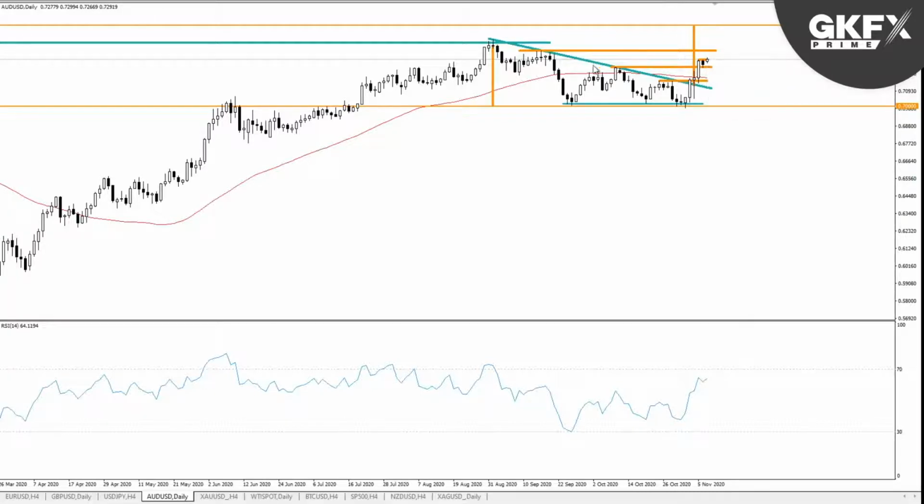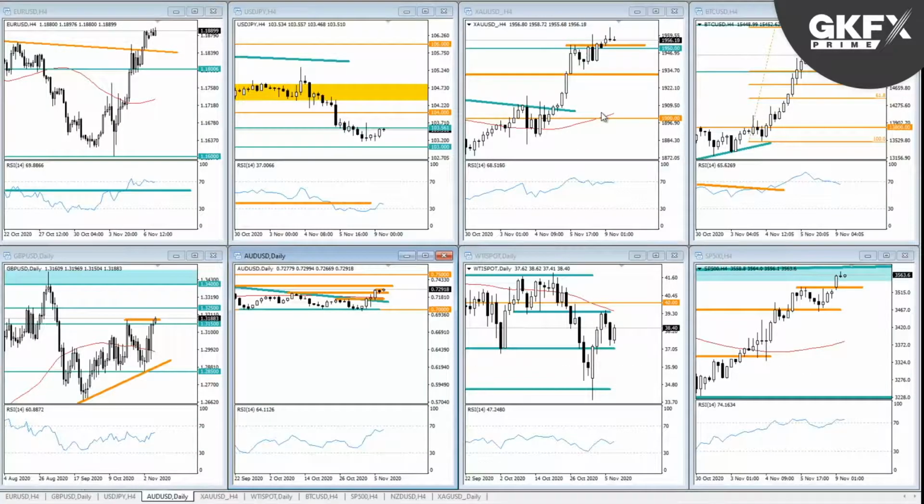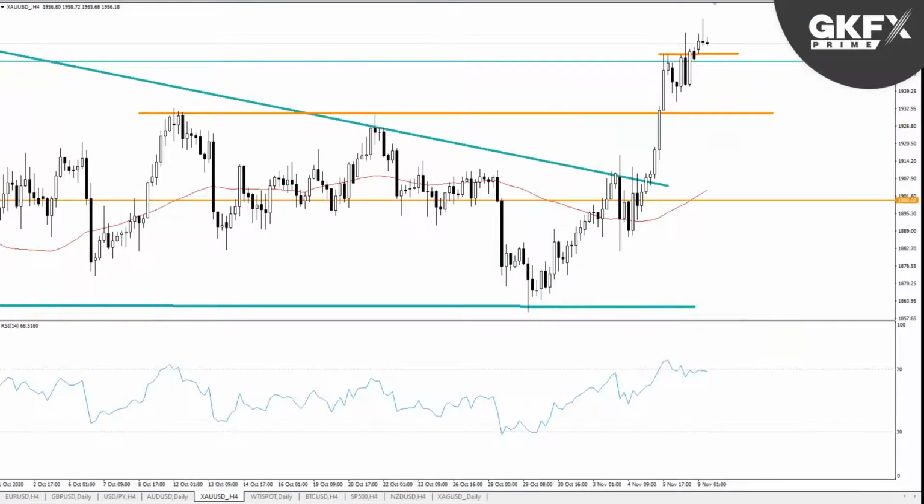So the breakout already happened, and that neatly takes us up to 75. Alright, not bad. So moving away from Forex now onto gold, where there's been some big moves taking place.